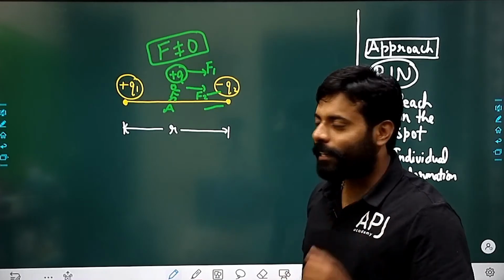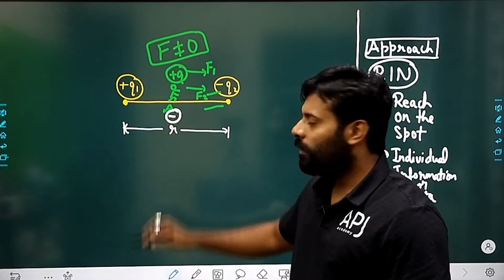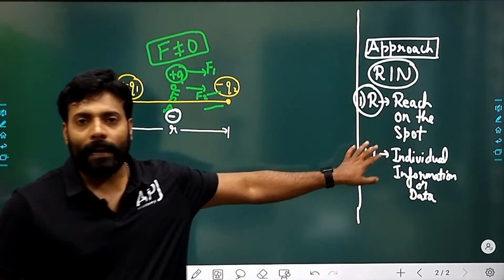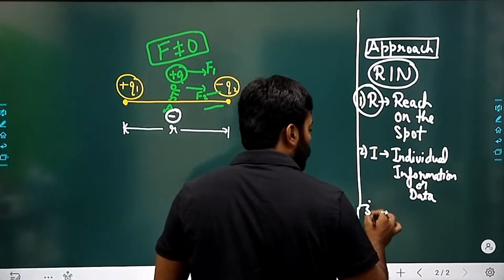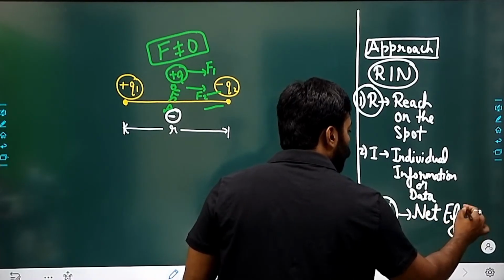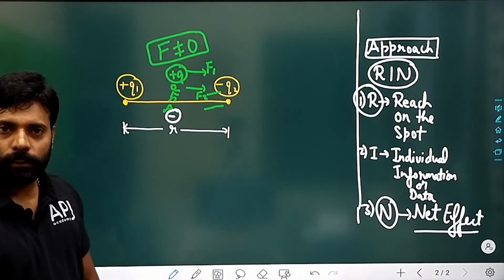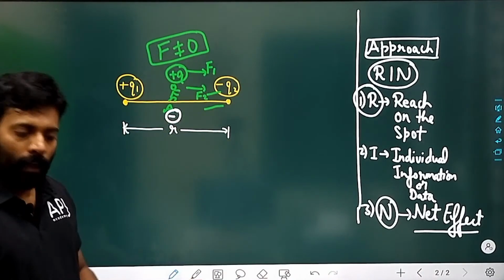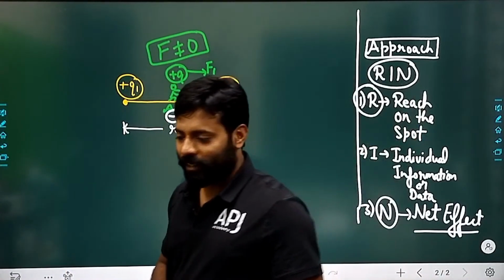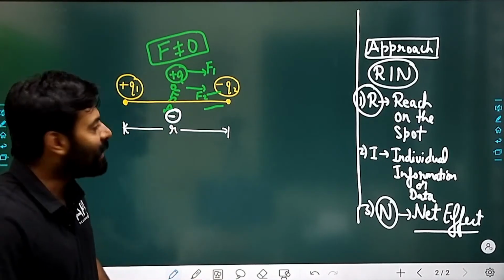Now, some of you might say, sir, why did you take a positive charge? What if a negative charge comes? Okay, take a negative charge. What I am doing is I am reaching there, I am finding out the information, and the third thing, I am calculating the net effect. These are the 3 steps which I am doing currently. As you are starters, you have to know these things, and when you regularly apply these things, you will become the master in this, right?